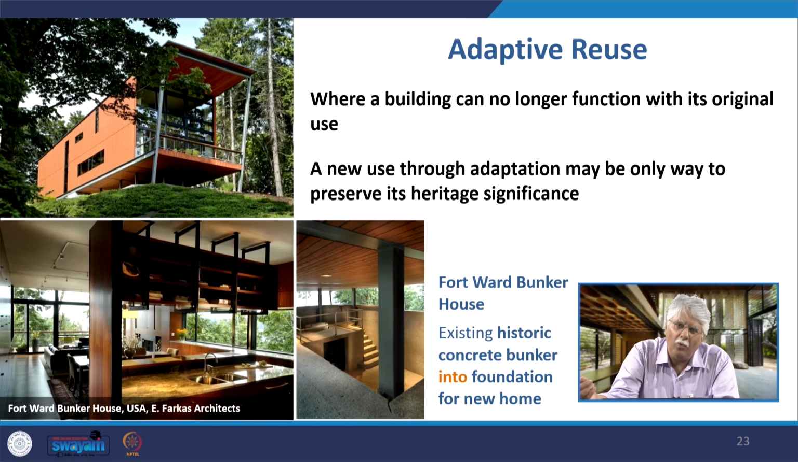Where a building can no longer function with its original use is where adaptive reuse comes in. A new use through adaptation may be the only way to preserve its historical significance. For example, here there is a bunker underneath this house which fell to disuse. Therefore, it was the existing concrete bunker. Now, you have got a very solid, durable foundation of the concrete bunker, and that has become the foundation for this new home. So going back to the earlier slide, I talked about how industrial buildings have got a durable structure and they can be reused again quite easily.